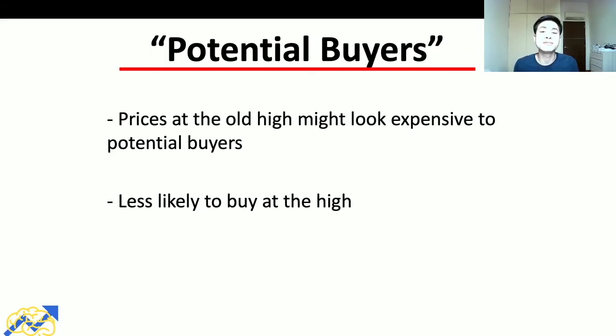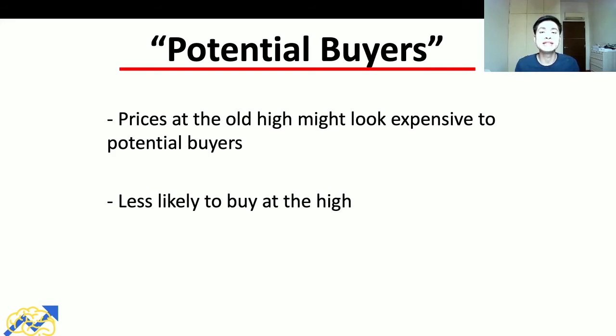The third reason is because of potential buyers. When prices reach the price level of the previous highs, potential buyers might think that prices are a bit too expensive at that price level. Because previously at that price level, prices did not manage to go above it, but instead fell from there. So when prices reach back to the price level of the previous highs, these potential buyers might think that prices are expensive at that level because, based on past experience, prices are likely to decline from there.